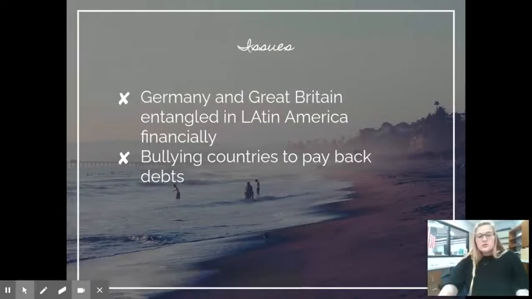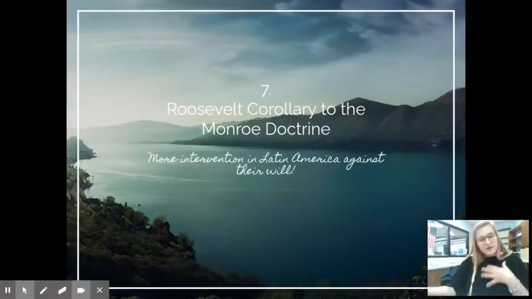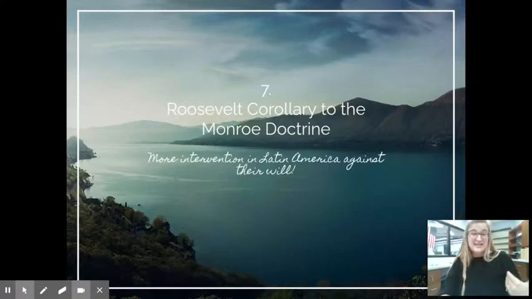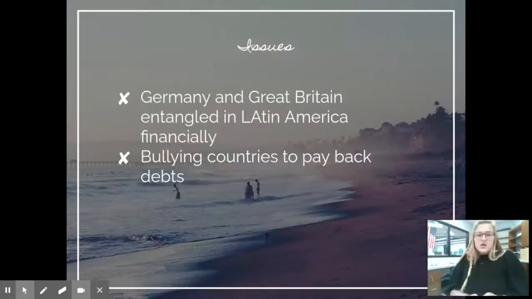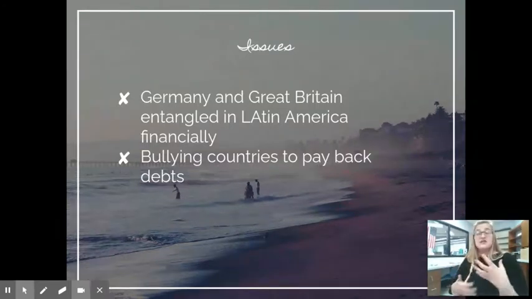So let me go back real quick. The Roosevelt corollary to the Monroe Doctrine is an addition. Corollary means addition. So we've got issues. America's very interested in Latin America. We've got the Monroe Doctrine, and Germany and Great Britain already have some space in Latin America, and they're interested in expanding. Just as an example, British Guyana expanding into Venezuela.